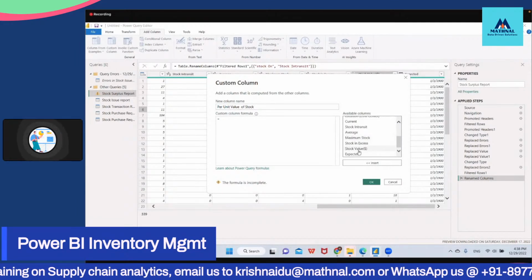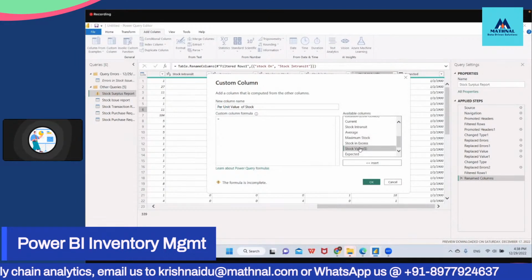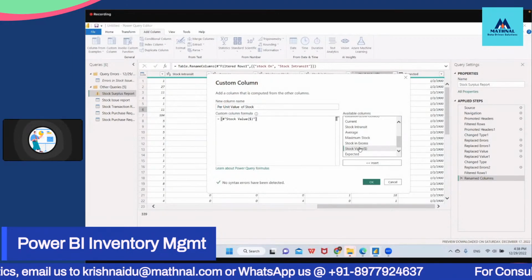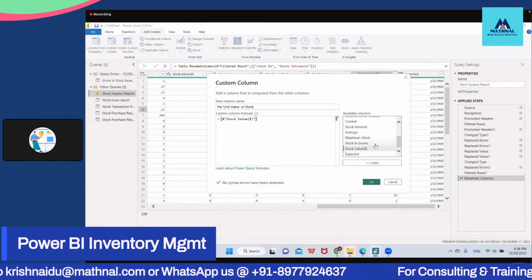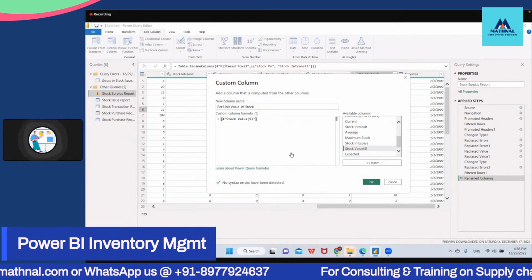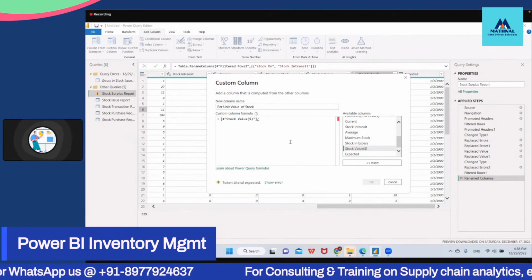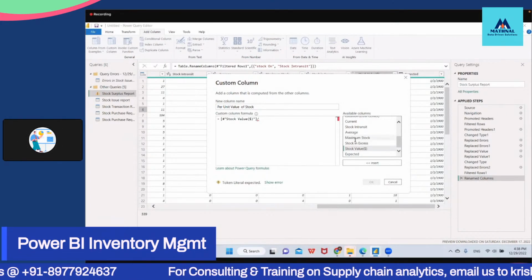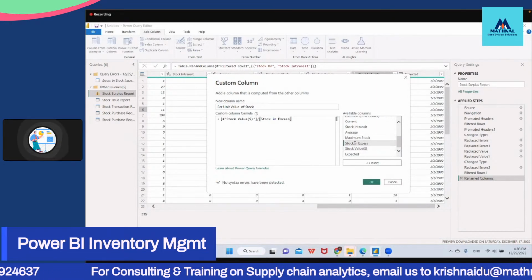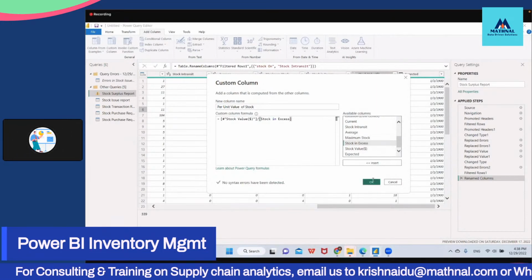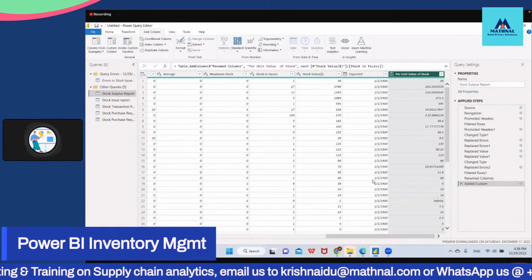Stock value, and insert divided by stock in excess. Okay. Click OK. So this is your per unit value of stock.